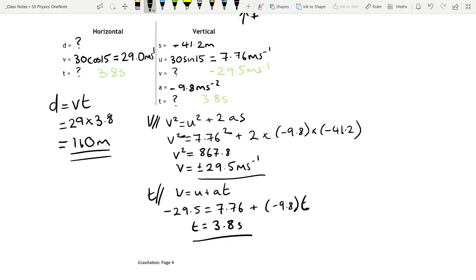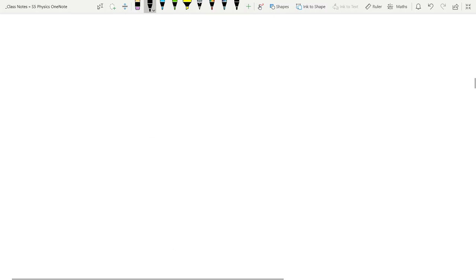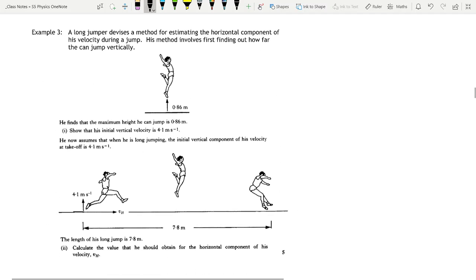Am I okay to move on from this? Is anyone still writing this? We all good? Okay. Last example of class, then you guys have got plenty of practice to do. So, example 3.